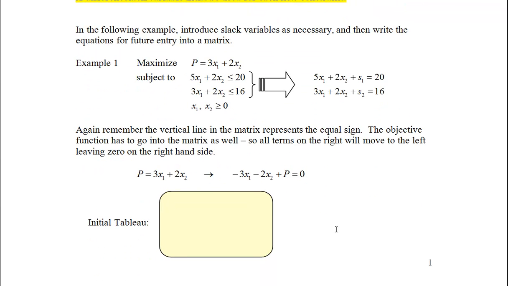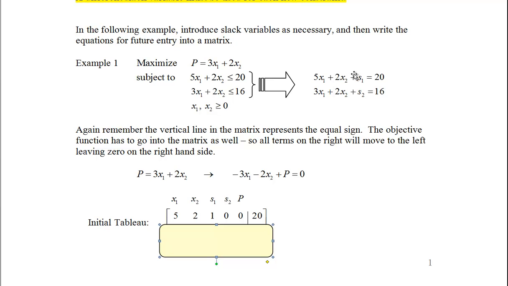Now, we're going to put it into our first matrix, our initial tableau. First thing I want you to notice is I sort of have column headings here. So I know exactly where my coefficients with my x sub 1 and x sub 2, my s sub 1, s sub 2, and my p are going to be. So for the first one, this one right here, the 5, 2, 1, there is no s sub 2, there is no p. There's my equal sign, there's my 20. So see if you can do the next one. Pause me and see if you ended up with this.